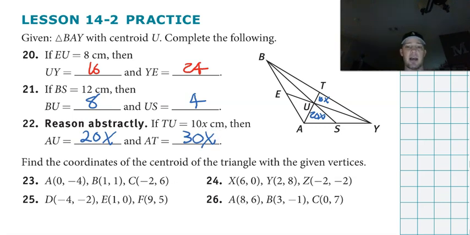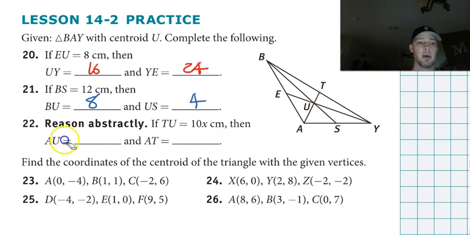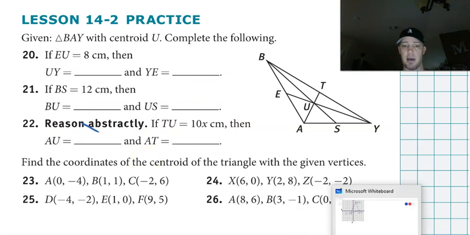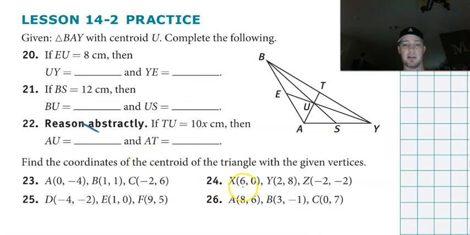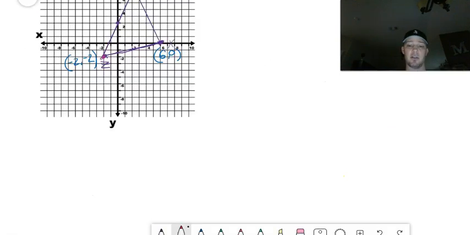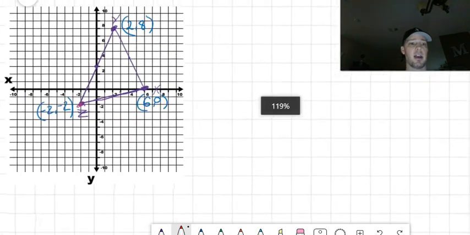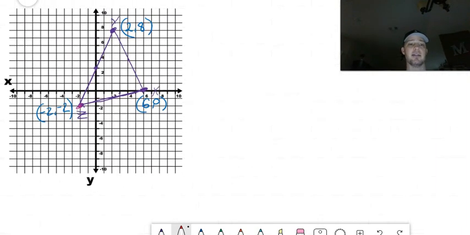All right, so now let's look at question number 24. To do this one, we're going to go on a different page to have some room to work. We have some coordinates here: 6, 0; 2, 8; negative 2, 2 for x, y, and z. It says find the coordinates of the centroid. So we're going to have to find all the midpoints and then either draw or use algebra to calculate the intersection of those.